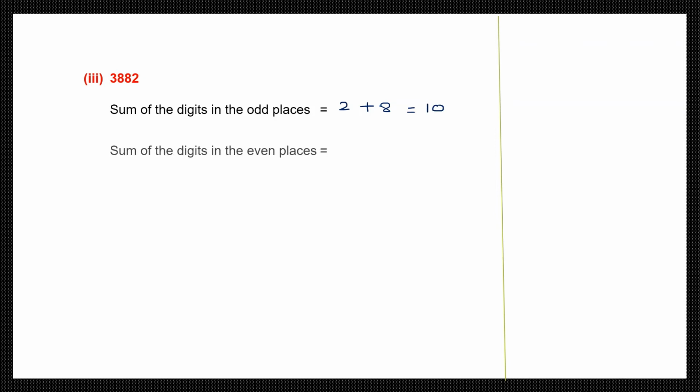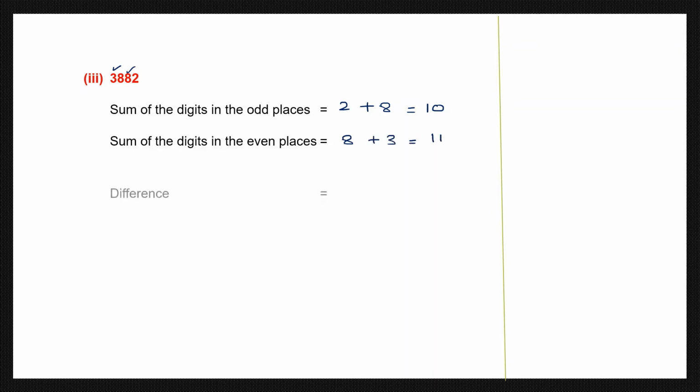Third one, 3,882. Sum of the digits in the odd places, 1, 3. First place, third place. So that is 2 and 8. 2 plus 8 is 10. So we finish with the digits in the odd places. Now let's take the digits in the even places. This is the second place and the fourth place. 8 plus 3. 8 plus 3 is 11.